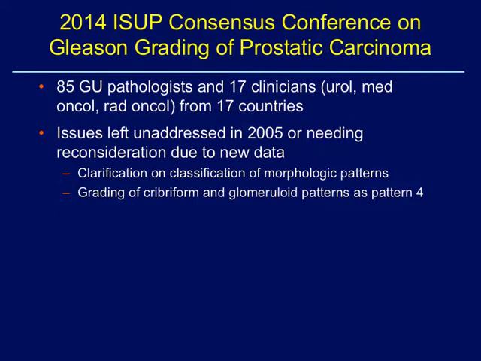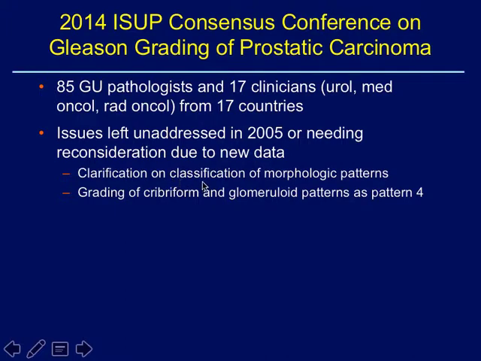But we couldn't leave well enough alone, so the ISUP met again in November of 2014. This time there were 85 GU pathologists from around the country, around the world actually, and we invited clinicians to this, including urologists, medical oncologists, and radiation oncologists from around 17 countries. The purpose here was to address some issues that were either left unaddressed back in 2005 or that needed reconsideration because we had new data. For the pathologists, we had to do some clarification on how to classify some of the morphologic patterns.